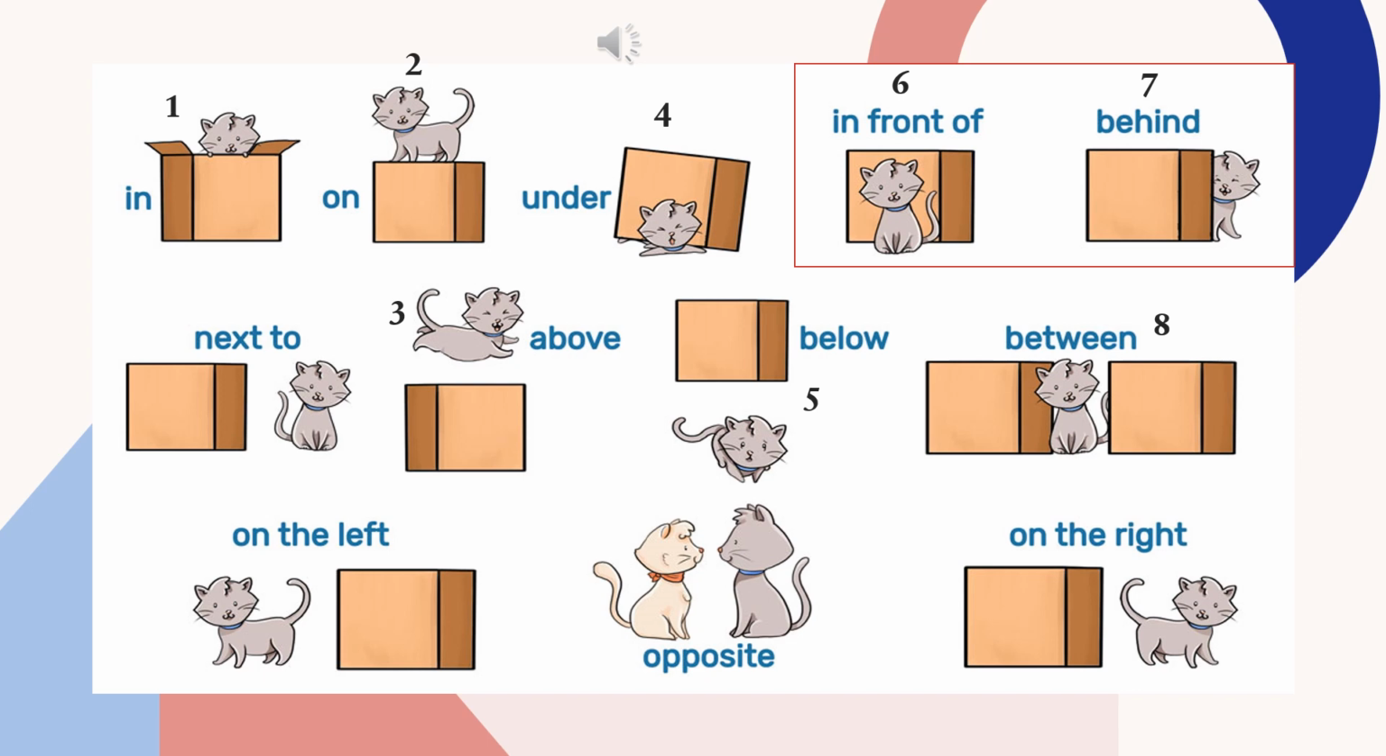Now let's look at image number 6 and 7. In front of and behind. तो जब कोई चीज किसी चीज के आगे होती है, then we use the preposition in front of, और उसका बिल्कुल opposite is behind. तो जब कोई चीज किसी के पीछे होती है, we use the word behind. For example, in picture number 7, the cat is behind the box.